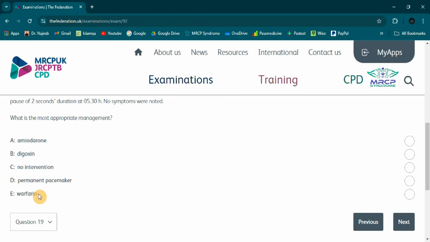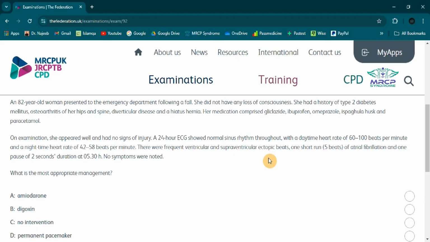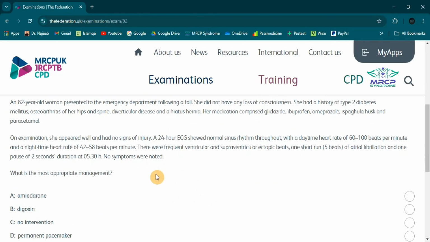Warfarin is used for anticoagulation, typically in atrial fibrillation, to reduce the risk of venous thromboembolism as well as to prevent future stroke. And here the atrial fibrillation was very short, only 5 beats. This is not sustained. The patient is asymptomatic. There is also no history of thromboembolic events, so anticoagulation is not indicated here.